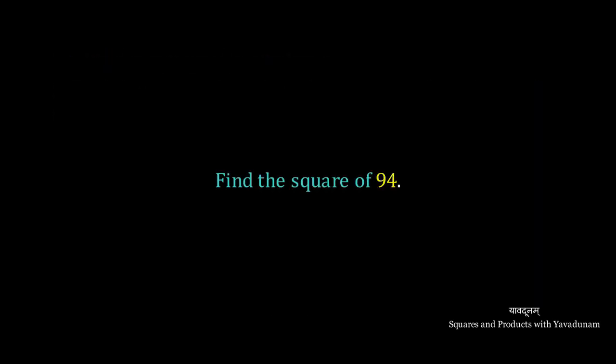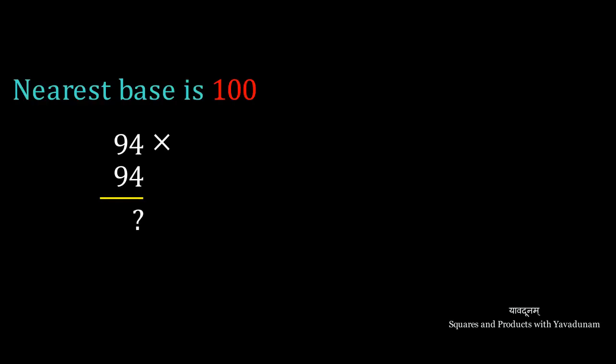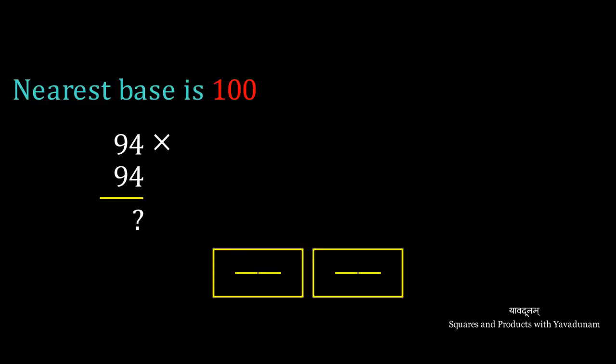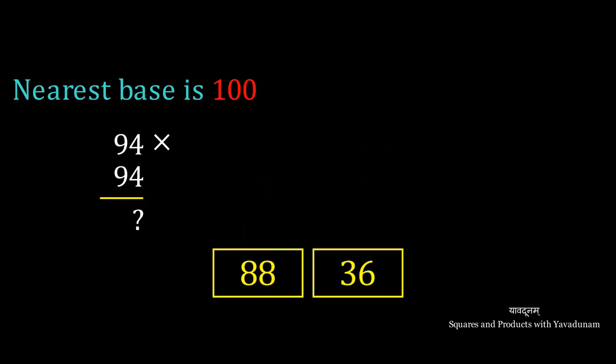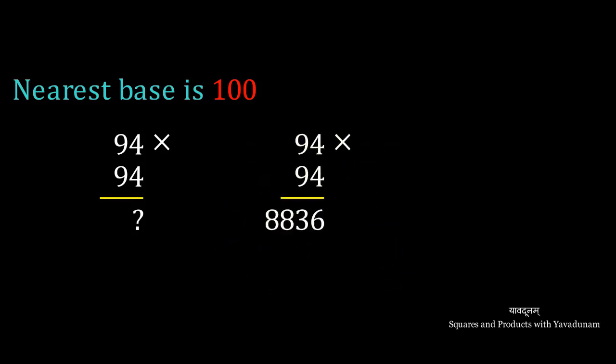Let's look at an example. What's the square of 94? The nearest base is 100. 94 is 6 less than 100. The square of 6 is 36, which is the right half of the answer. And the left half is 94 further reduced by 6, which is 88. So the answer is 8,836.